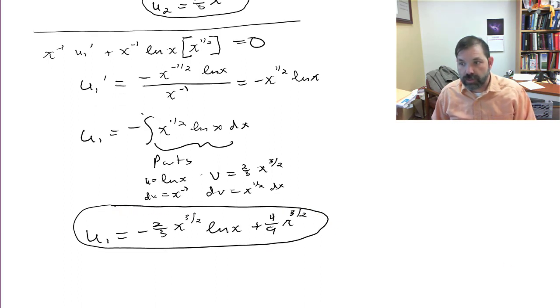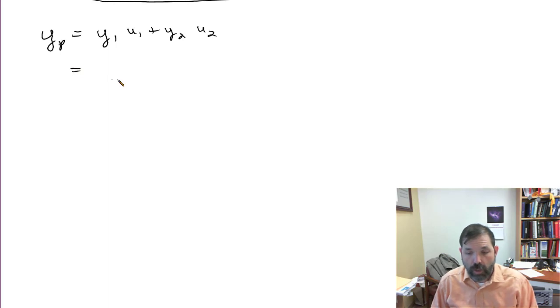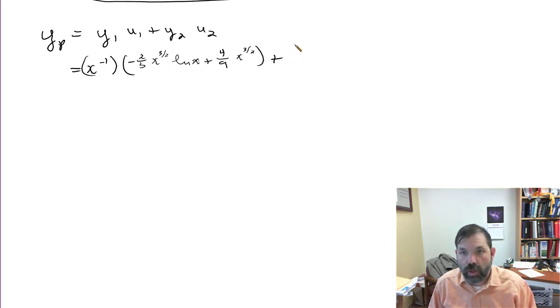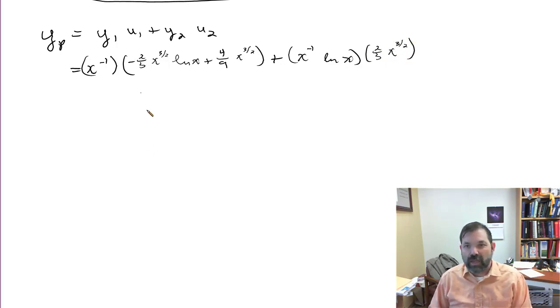Alright, so then that means, putting some stuff together, the y sub p, remember, was y1 u1 plus y2 u2. y1 was x to the negative first power. u1 was negative 2/3 x to the 3 halves natural log x plus 4/9 x to the 3 halves, plus y2 u2. y2 was x to the negative first power, natural log x, and u2 ended up being 2/3 x to the 3/2.